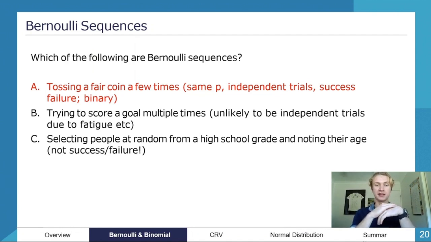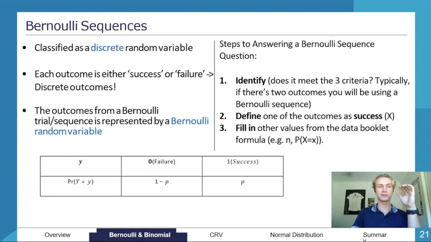Okay, finally, we had selecting people at random from a high school grade and noting their age. This is not success and failure, unless we specified and said noting whether their age was 20 or not 20, or 12, that would then be success failure. But the way this is worded, selecting people at random and noting their age, sure, the age might be random, and the trials are probably independent, but there's no success failure here. So C is not a Bernoulli sequence.